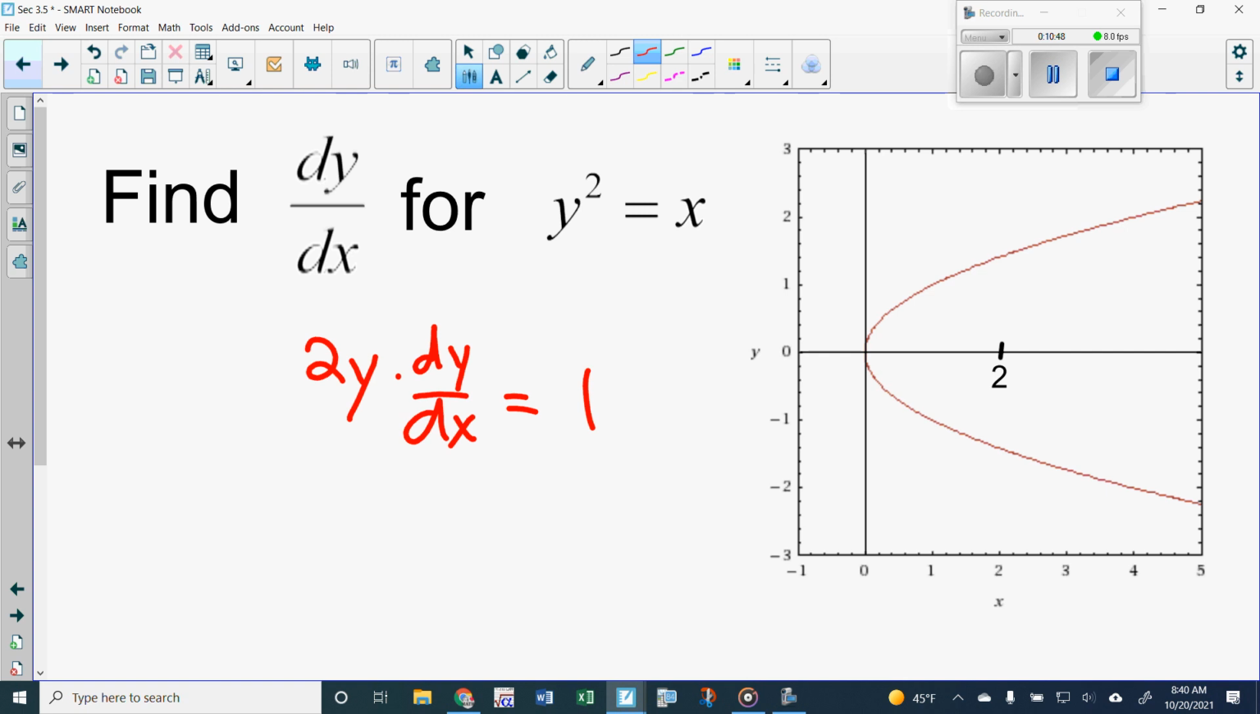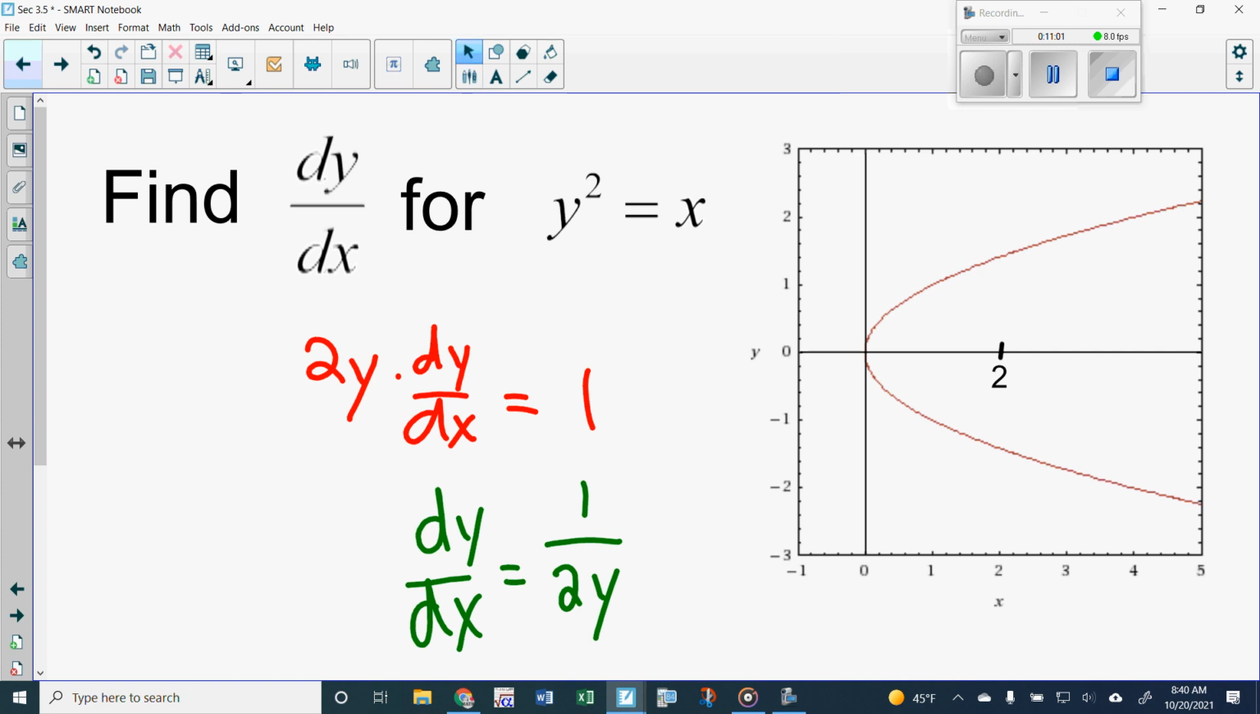So now, if we solve for dy dx, what do we get? 1 over 2y. That was the easiest part of this. So, looking at our graph, that would give us the slope of our graph.